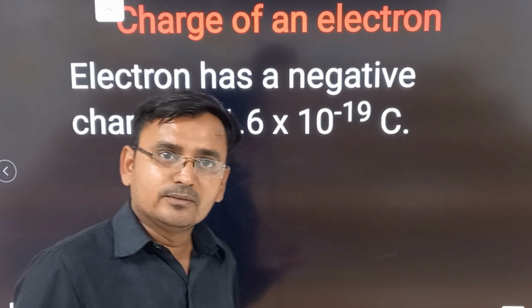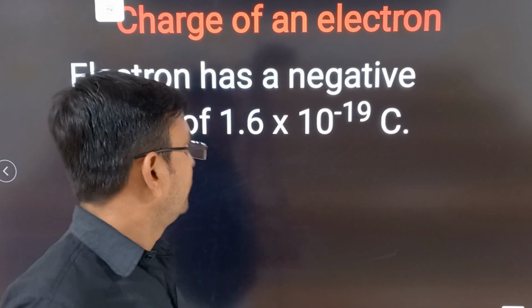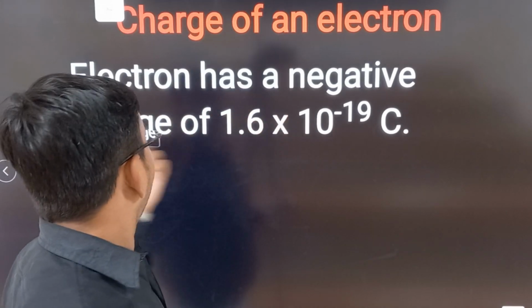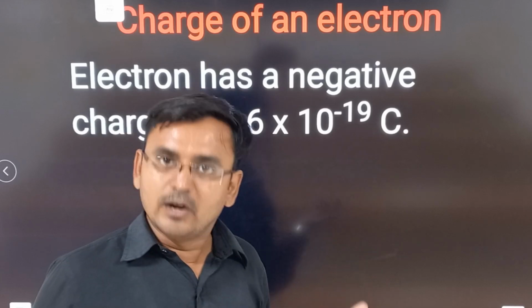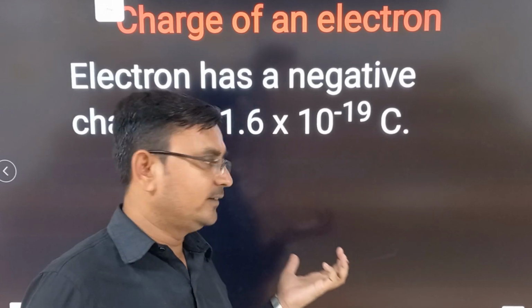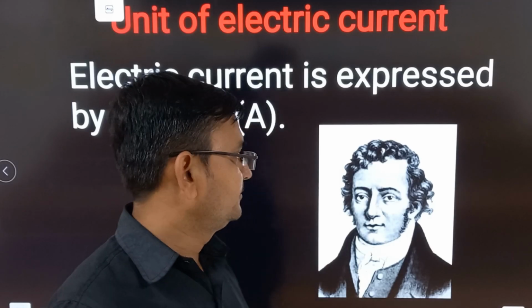Charge of an electron, we know that charge of electron is negative. So electron has a negative charge of 1.6 into 10 raised to minus 19 coulomb. It is defined.